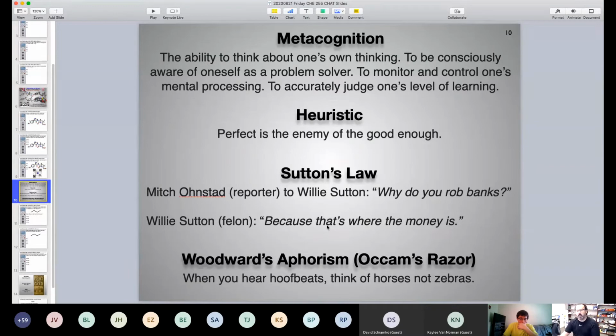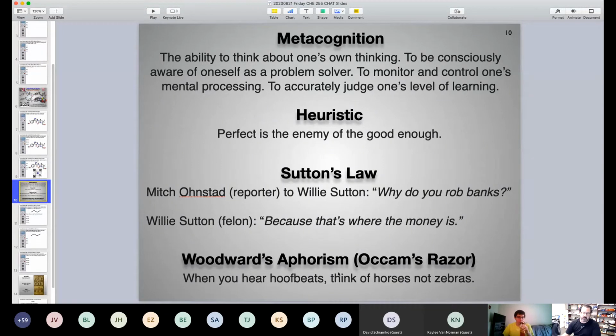The questions that you're going to be asked in organic chemistry are pretty straightforward. So in a sense, don't overthink them. Try to connect the concepts. And lastly, Woodward's aphorism, or Occam's razor. You might have heard of Occam's razor.